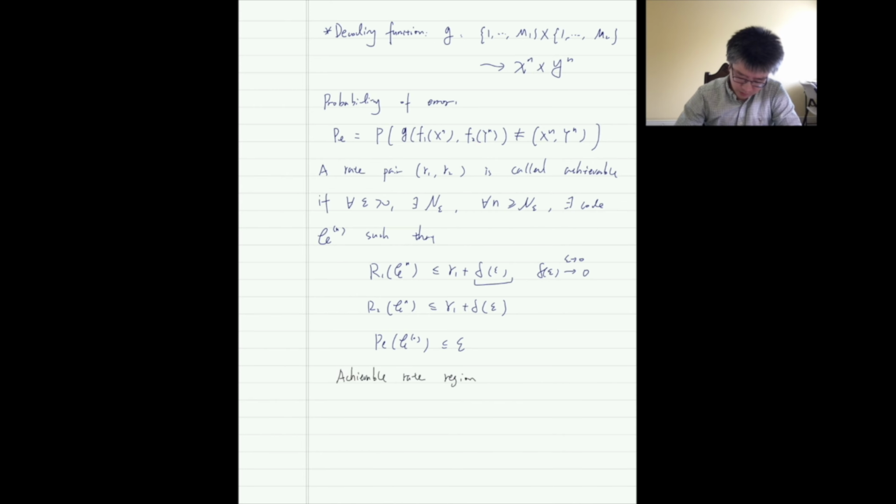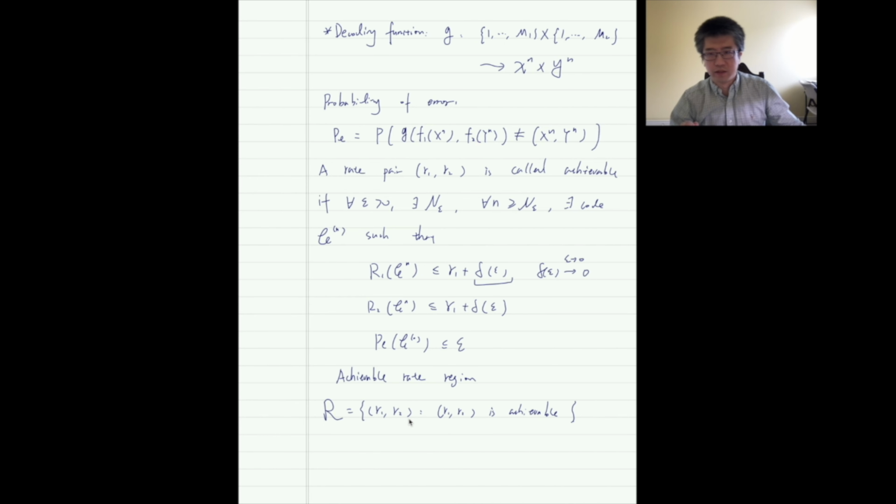And the achievable rate region is nothing but denoted as a set R. So that is all pairs R1, R2, such that R1, R2 is achievable. Okay, so this definition is not very different compared to the definition of the source coding. We just have a pair of rates here. Okay, very good. So now let's take a look at the result.